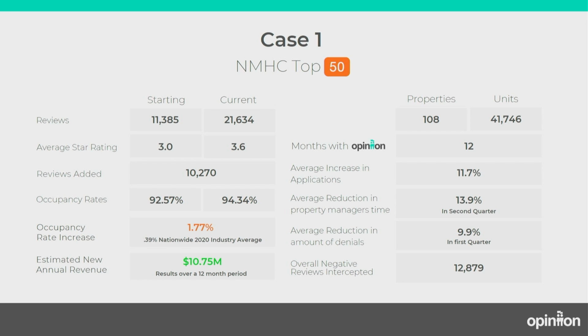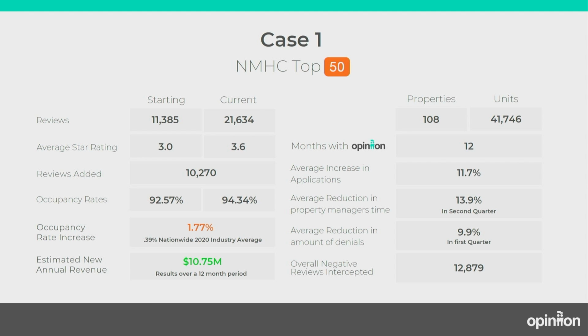So this is busy, so let me go through it a bit. You can see on the left side the starting reviews, so 11,000 starting reviews when they started with us, okay? Their Google rating across their portfolio, 108 at the time, was at a 3.0, okay? According to the previous, their occupancy rate wasn't where it should be, okay? When they started using us, back then, that's what it looked like.